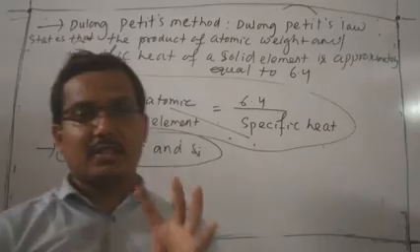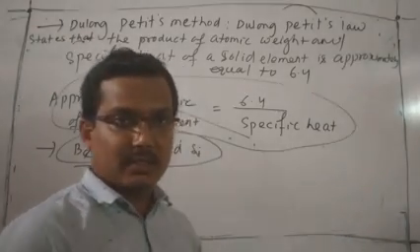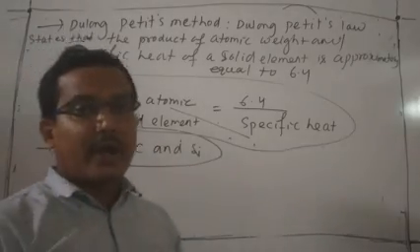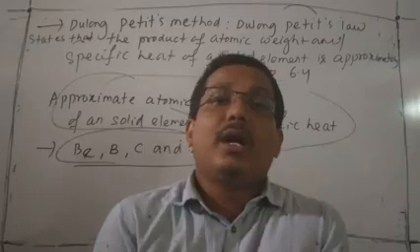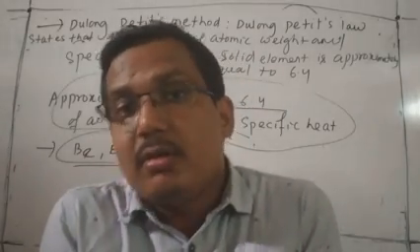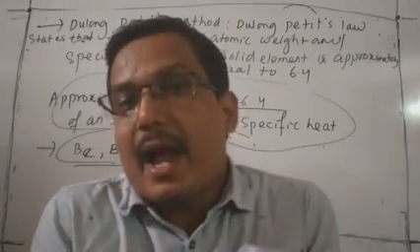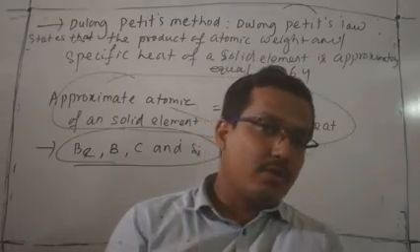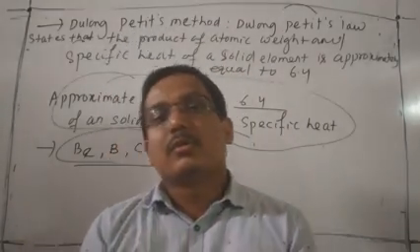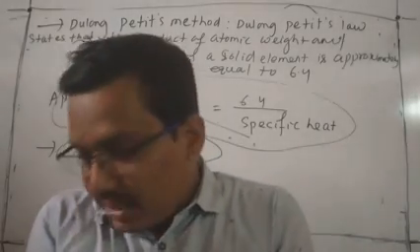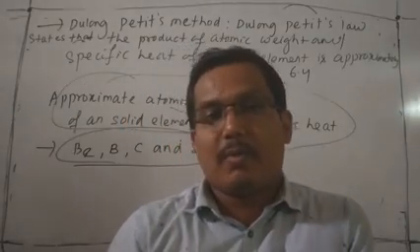There are 3 methods by which we can find the atomic mass. The first formula: atomic mass is equal to equivalent mass into valency. The second formula: atomic mass is equal to 2 into vapor density divided by atomicity. The third is Dulong-Petit's law: approximate atomic mass is equal to 6.4 divided by specific heat. That is all about the determination of atomic mass.